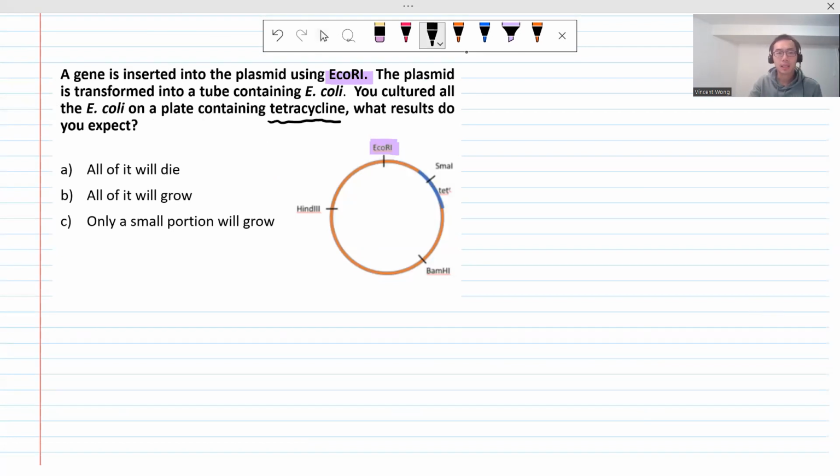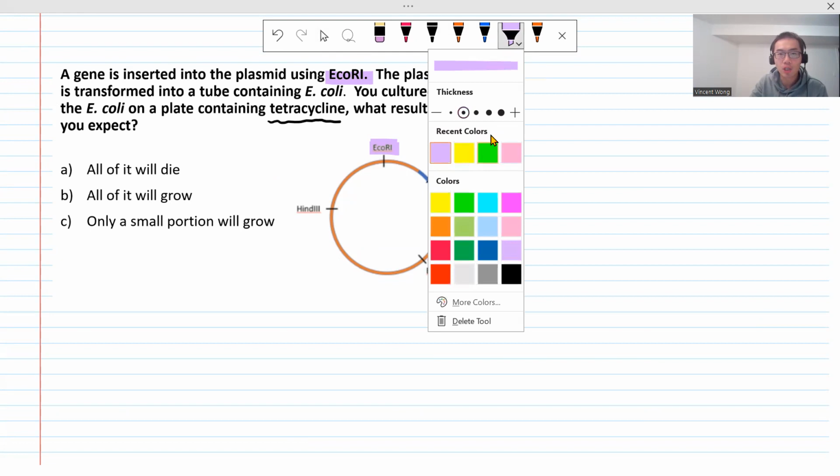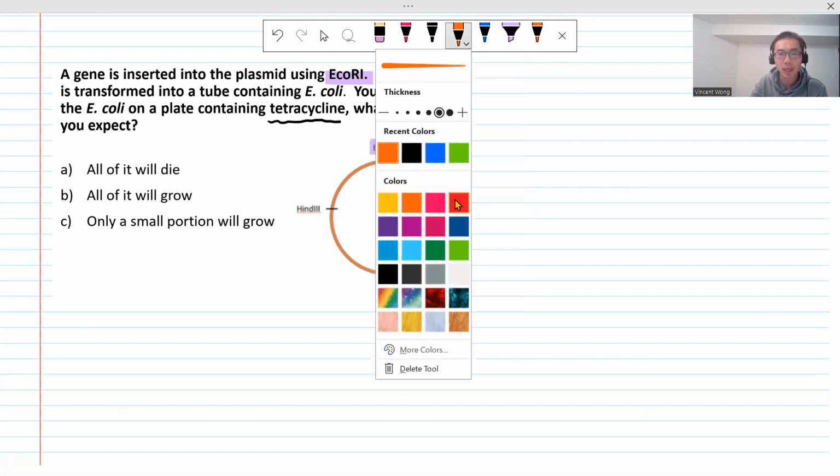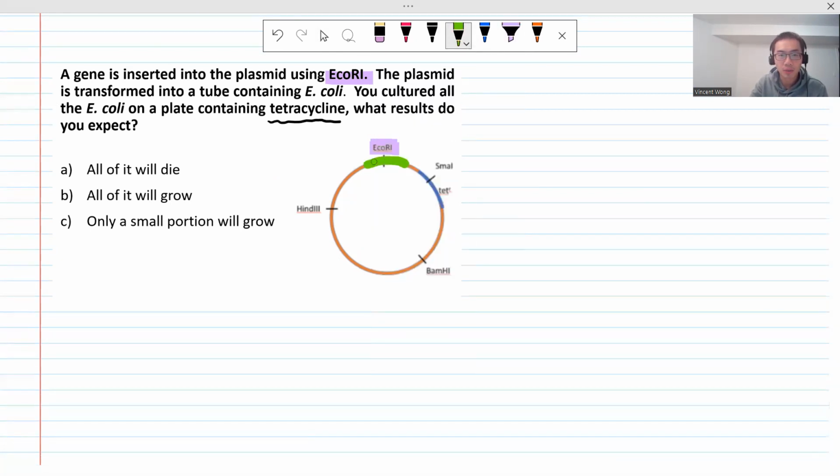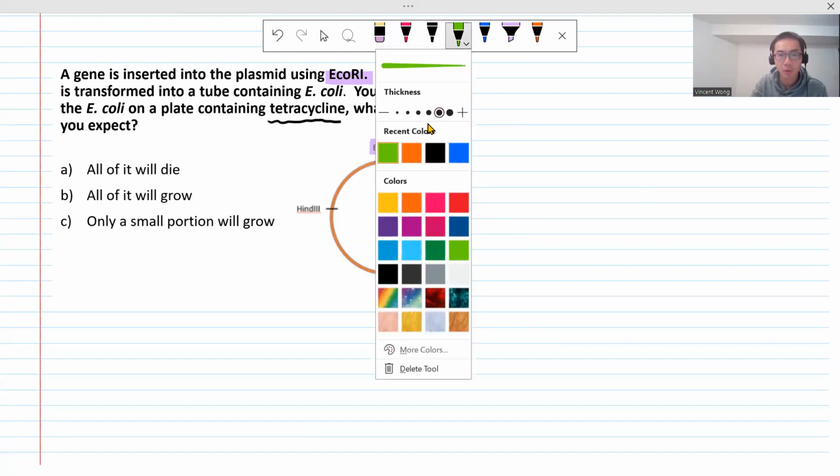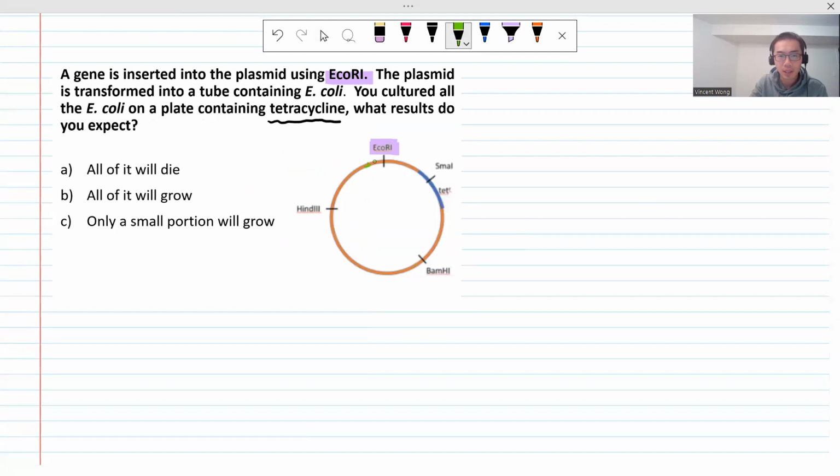Okay. So if I insert a gene using EcoRI, then the gene is going to go right here. That's our gene of interest, right? Because that's the insertion site for EcoRI according to the plasmid map, right? The green is the gene of interest. Okay. And then you transform it to a tube containing E. coli. Right?